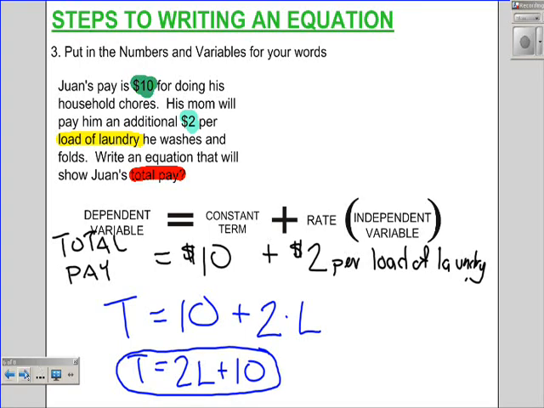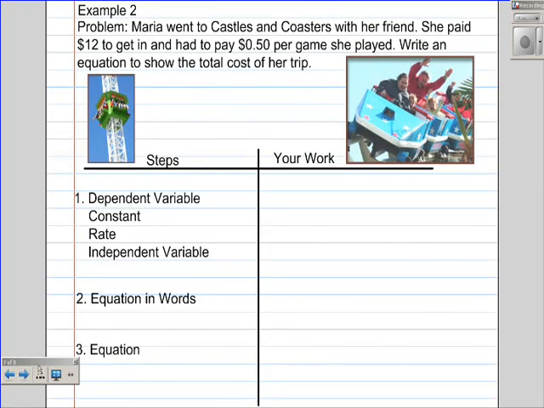So let's look at another example of setting up an equation. So example 2, here's my problem. Maria went to Castles and Coasters with her friend. She paid $12 to get in and had to pay 50 cents per game she played. Let's write an equation to show the total cost of her trip. So I don't know how many games she played, but I know that she paid 50 cents per game and she paid $12 to get in. So let's see if we can identify some of these variables.